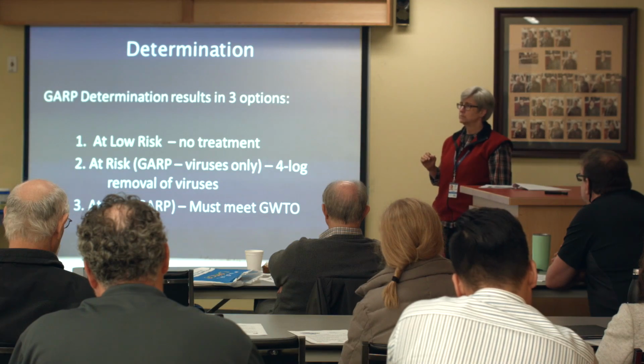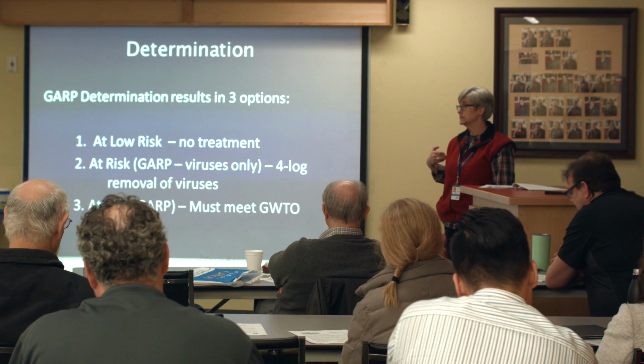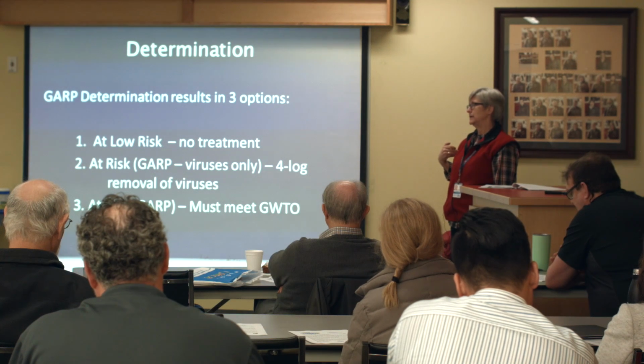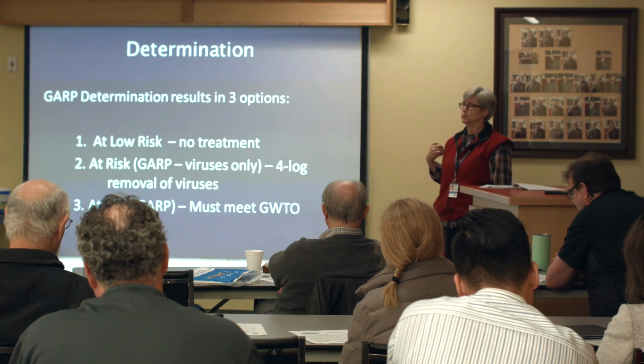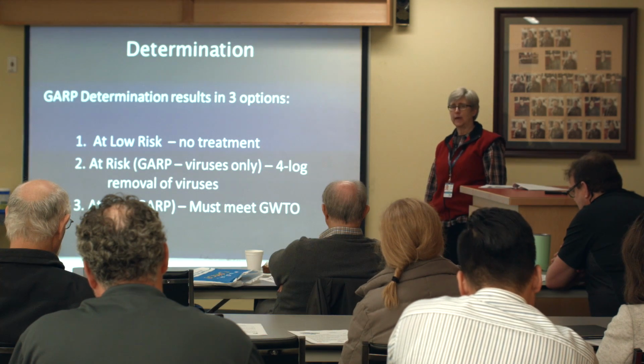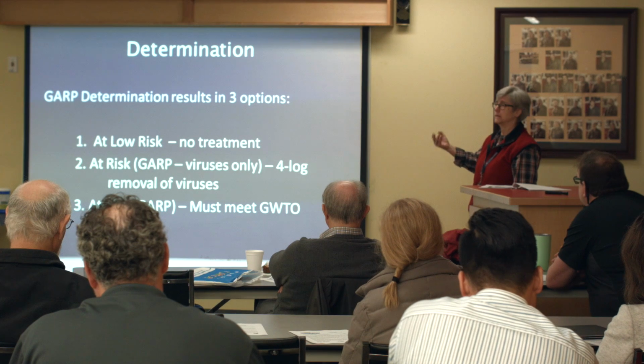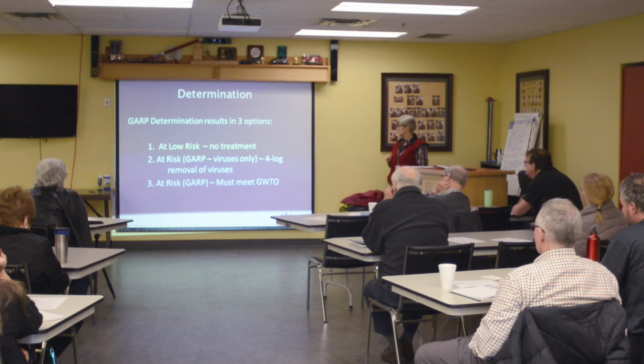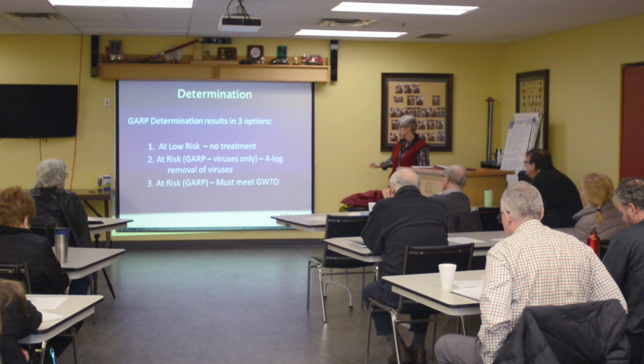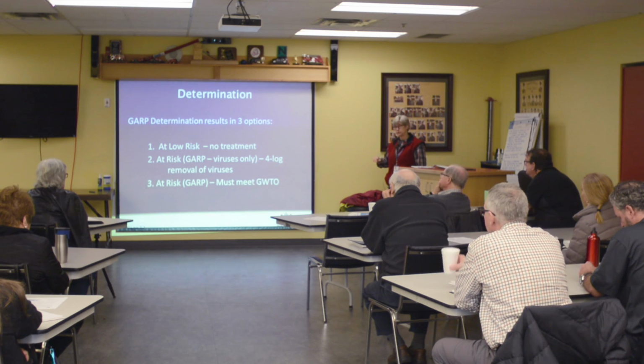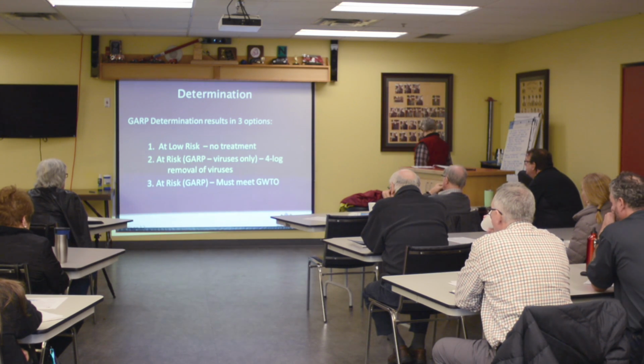If you've got a lot of human activity in and around your wellhead and possibly contaminating your aquifer, then the adenovirus, which is from humans, requires a dose of 186 millijoules per centimeter squared, which puts you up into a really, really more complex treatment system. If it is full at risk, it must meet the groundwater treatment objectives, and we'll get to that in a bit.